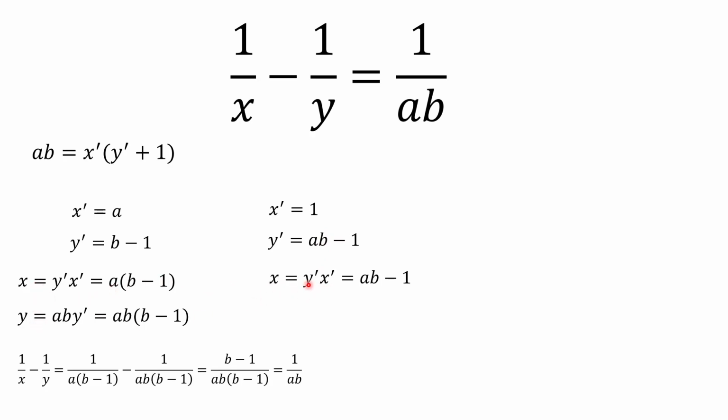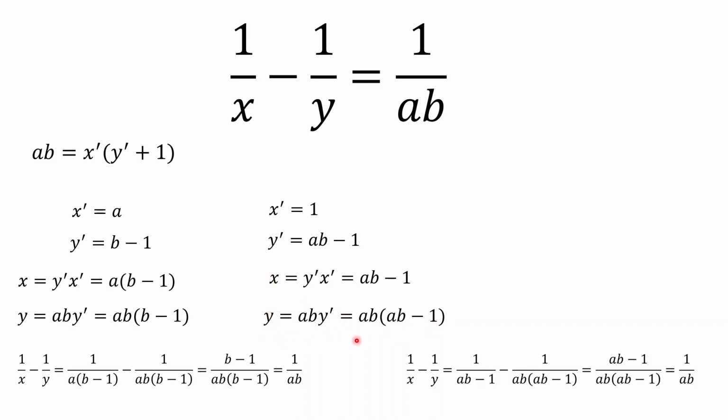So this is y prime times x prime. This is 1. This is ab minus 1. And y is ab y prime, so it's ab minus 1. Now, if you put these values into the main equation, 1 over x minus 1 over y, this is 1 over ab minus 1 minus 1 over ab times ab minus 1. Again, if you take common denominator, denominator becomes ab minus 1. This with this disappears. It becomes 1 over AB. So for n equal to AB, we found another solution which also fulfills the main equation.